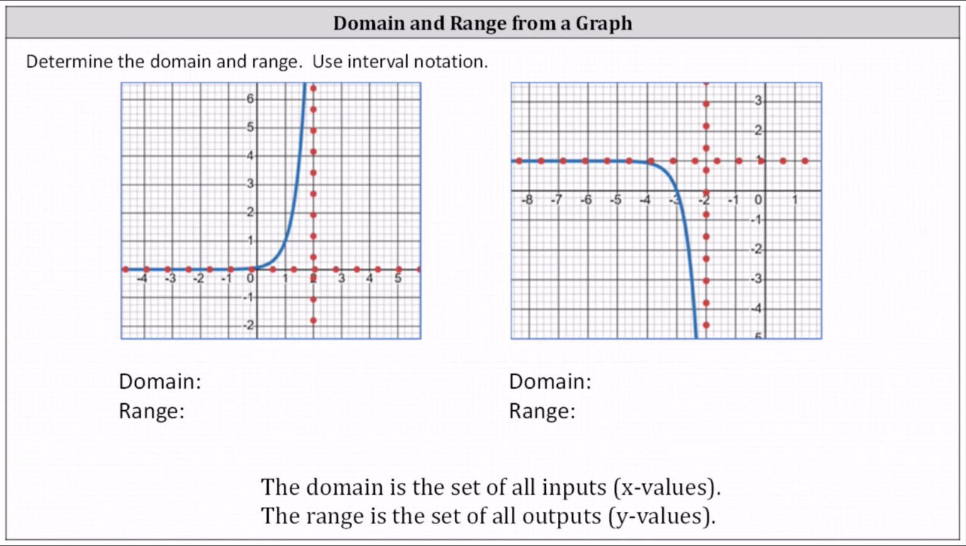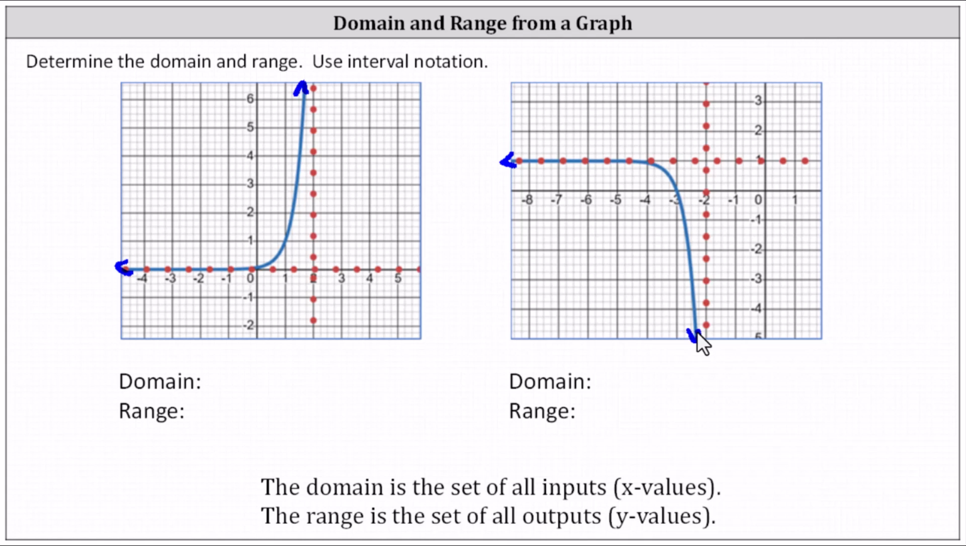To determine the domain and range, use interval notation. For both graphs, we'll assume the red dashed lines are horizontal and vertical asymptotes. We will also assume the graphs continue indefinitely. So let's go ahead and include arrows on both sides of the graphs.